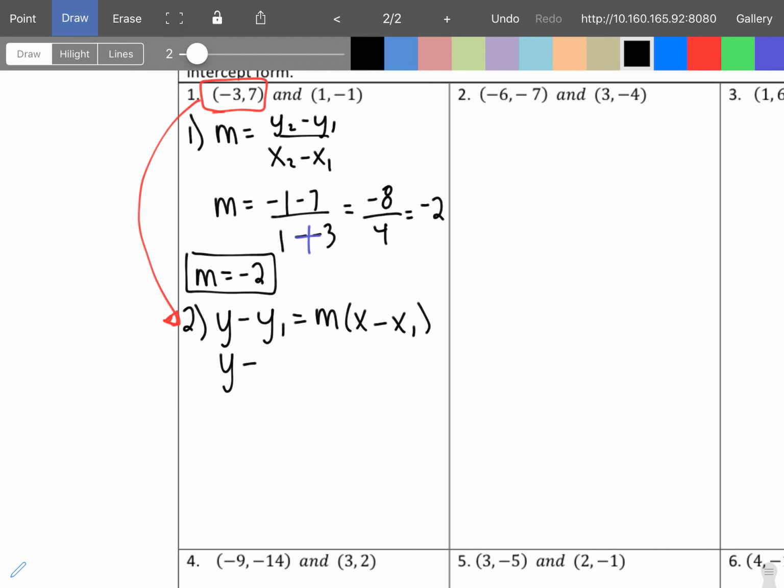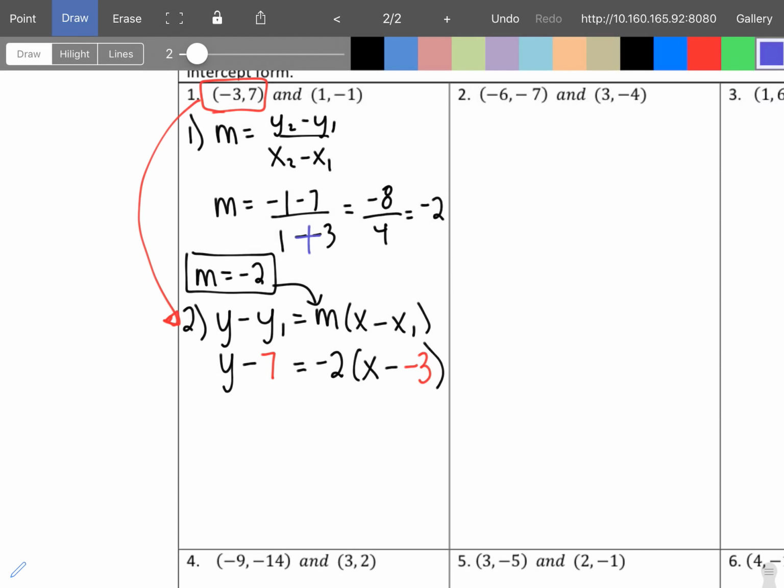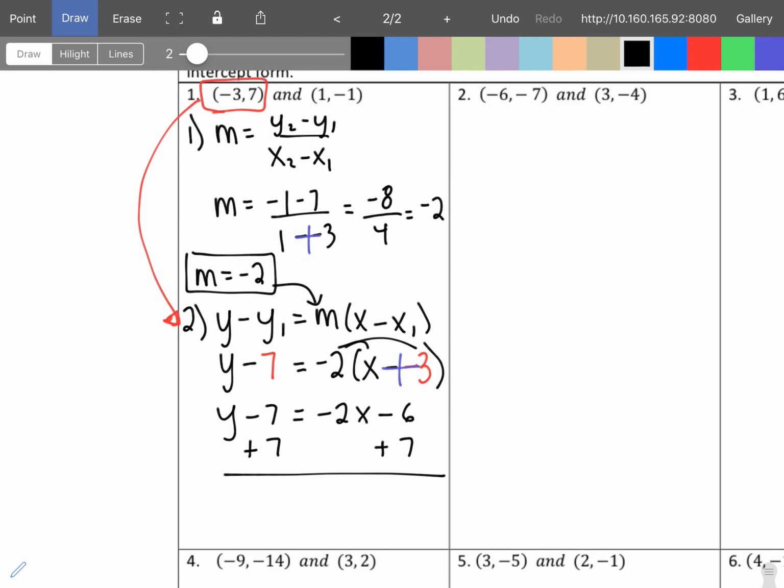Okay, so I have y minus, my y here is 7, equals, my slope I just got was -2, plugging that in here, times x minus, my first x point, my x1 was -3 from the point that I chose. Okay, now make this a plus, and we're going to keep going. y minus 7 equals, I'm going to distribute here, -2x minus 6 plus 7 plus 7. y equals -2x. -6 plus 7 is +1.